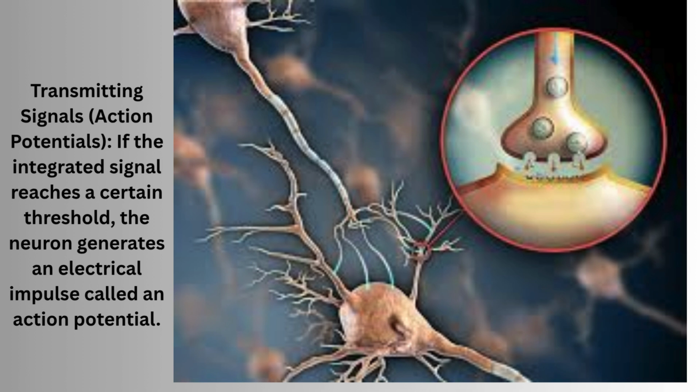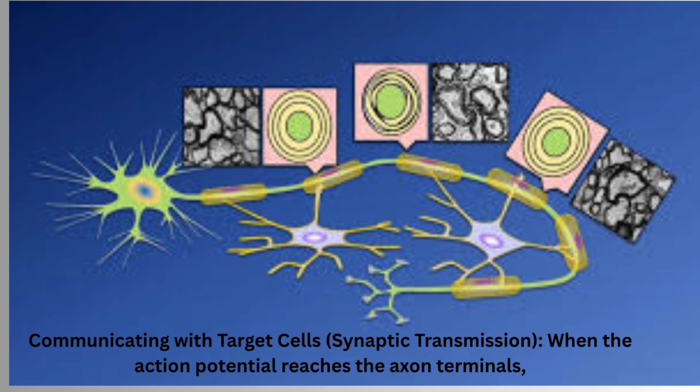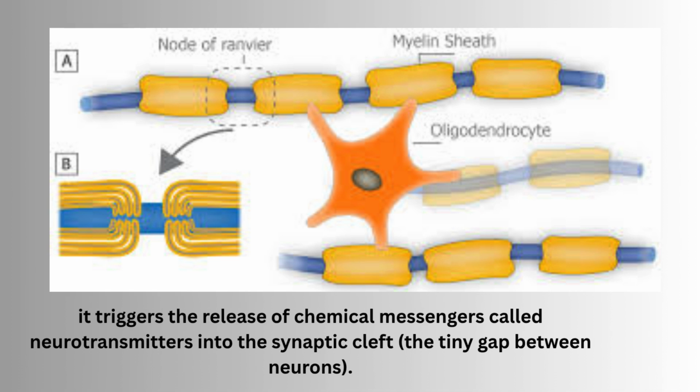Transmitting signals, action potentials. If the integrated signal reaches a certain threshold, the neuron generates an electrical impulse called an action potential. This impulse travels rapidly down the axon, communicating with target cells. Synaptic transmission. When the action potential reaches the axon terminals, it triggers the release of chemical messengers called neurotransmitters into the synaptic cleft, the tiny gap between neurons.